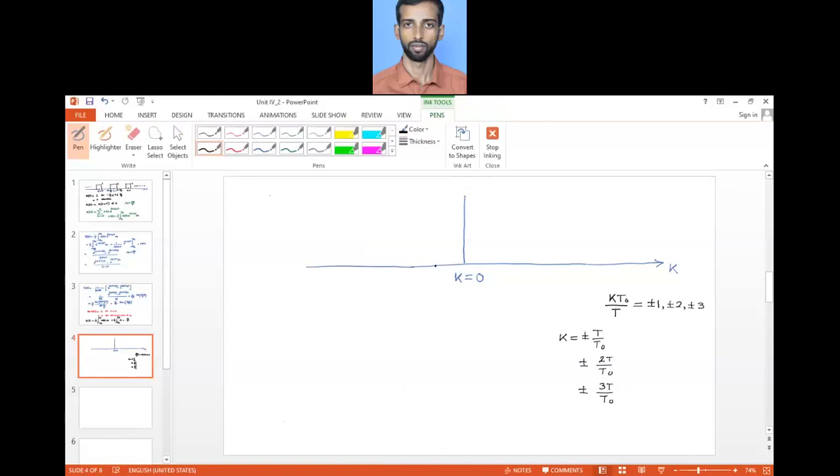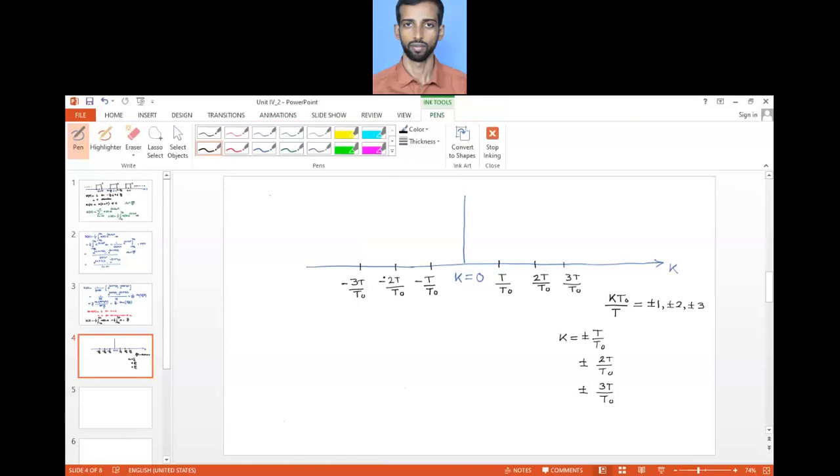So when k is equal to plus minus t by t naught, suppose this is minus t by t naught, this is plus t by t naught for k, this is 2t by t naught, this is minus 2t by t naught, then you have 3t by t naught, then you have minus 3t by t naught. So in these particular values for k, the x of k is equal to 0.